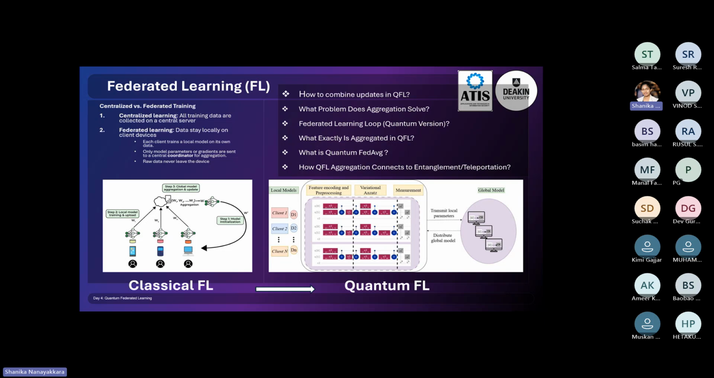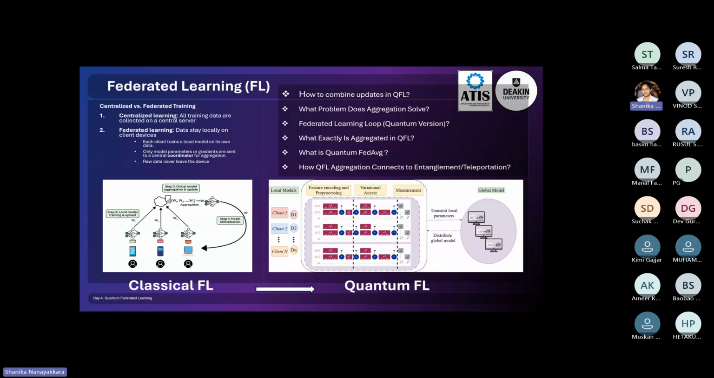Here you can see the centralized federated learning and quantum federated learning. In the centralized approach, all hospitals send their patient data to one big server, and the server collects all data into one place. Then the AI model learns from these combined data sets at the end. The key point here is all data moves to one central server.